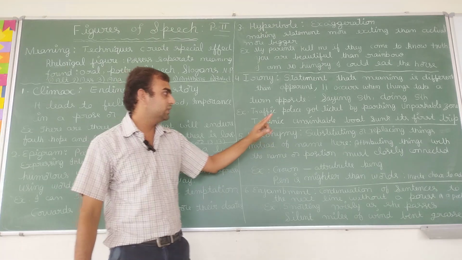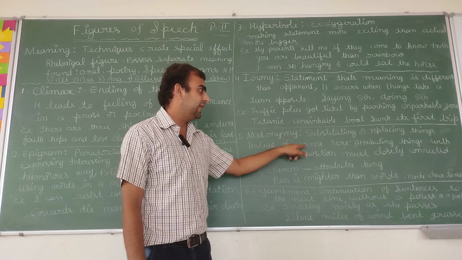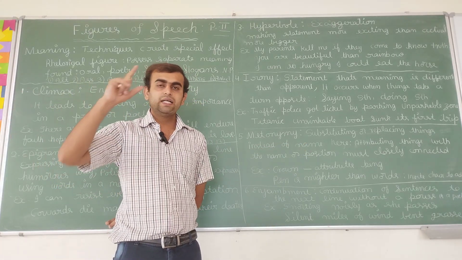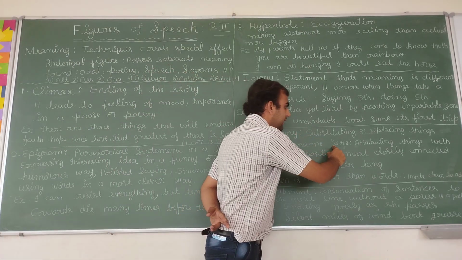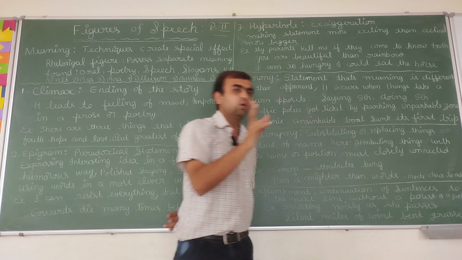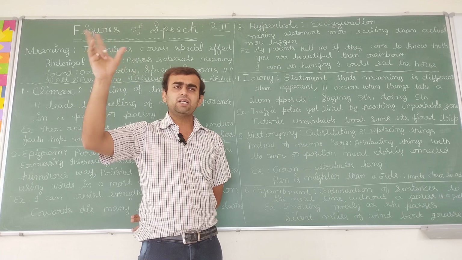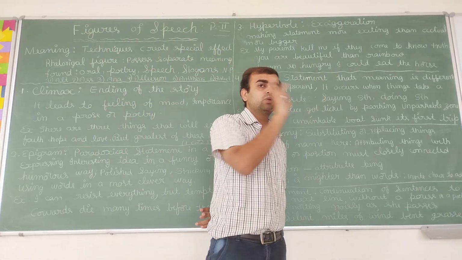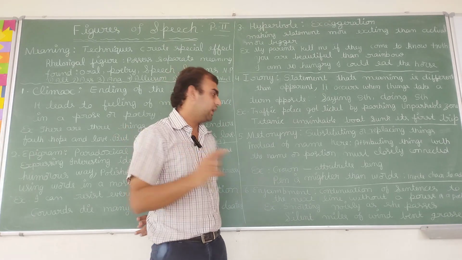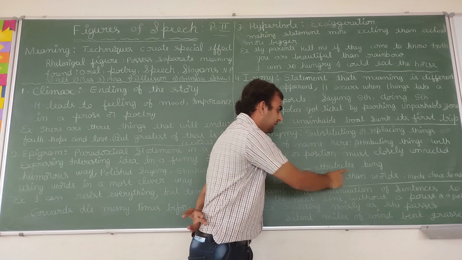Next, metonymy. What is metonymy? Substituting or replacing things instead of the name. Here, the things you attribute to that person must be closely connected with his name or position. Example, crown. Whom do we attribute the crown to? To the king. One more, I say, the pen is mightier than the sword.